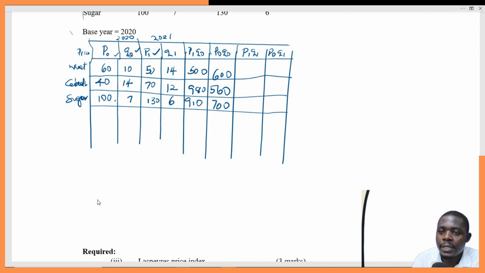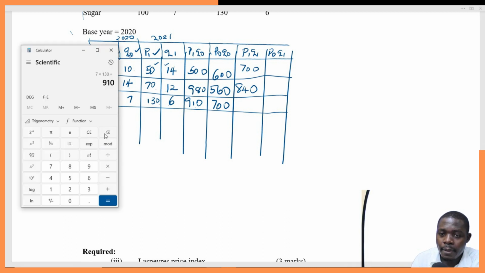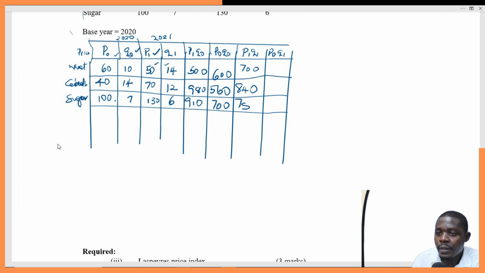P1 multiplied by Q1, these are the data. This is 50 multiplied by 14, okay, get 700. 70 multiplied by 12, get 840. Then 130 multiplied by 6, get 780. We record 780 there.